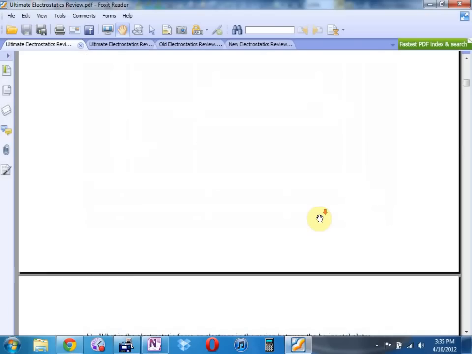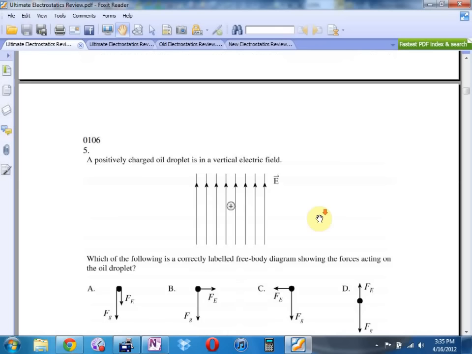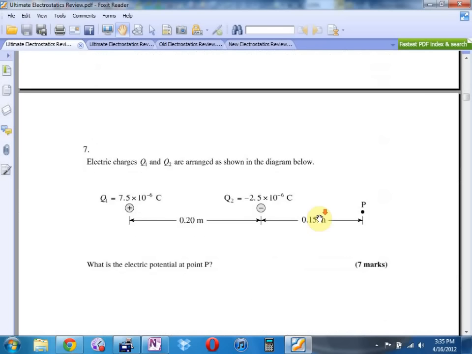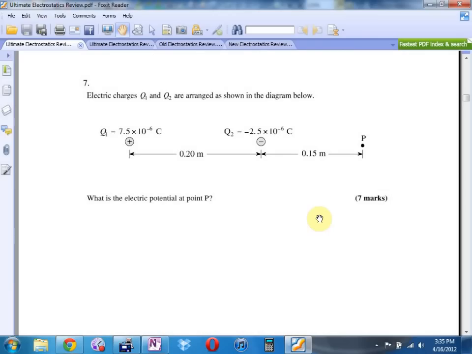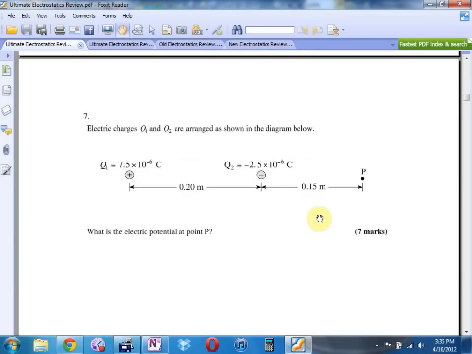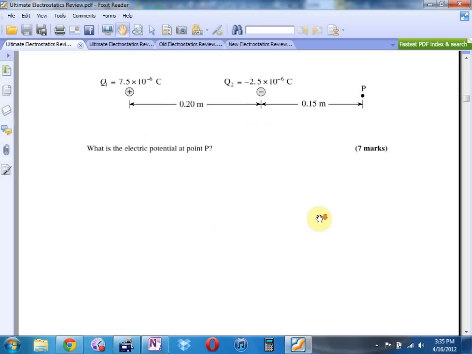So, let me find another interesting one. So definitely something like number 7. I like finding the potential at a location when there's 2 charges, 2 point charges. Remembering that potential is another word for voltage, not energy.